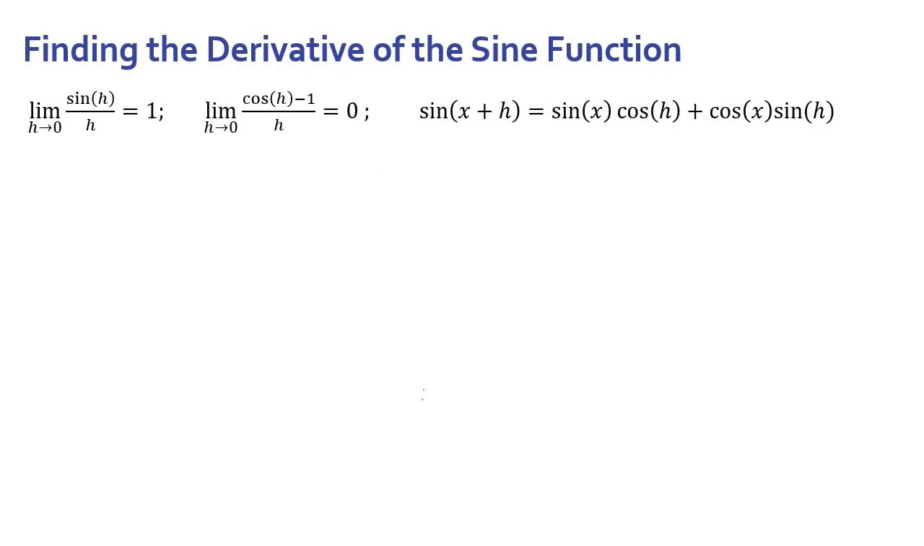Before we actually start finding that derivative, we need to recall a couple of important trig limits that we completed in the last chapter. And we also need to remember the trig identity for the sum of angles formula that we learned back in our trigonometry class. So these are the things we need to remember. This, and this. These are going to be helpful parts for finding the derivative of the sine function.